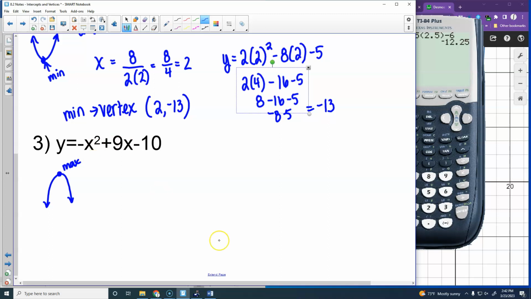All right, so let's do this problem. I need my A, which is negative 1, and my B, which is 9. I don't really need the C for this, but it would be negative 10. So x is going to equal negative b over 2a. That's my formula. So when I plug that in for this one, Caitlin, what will I get?